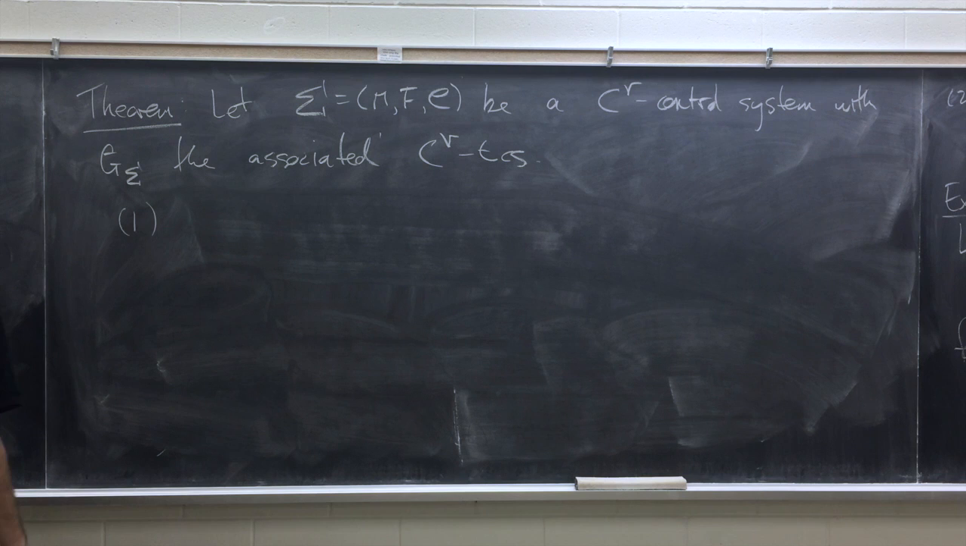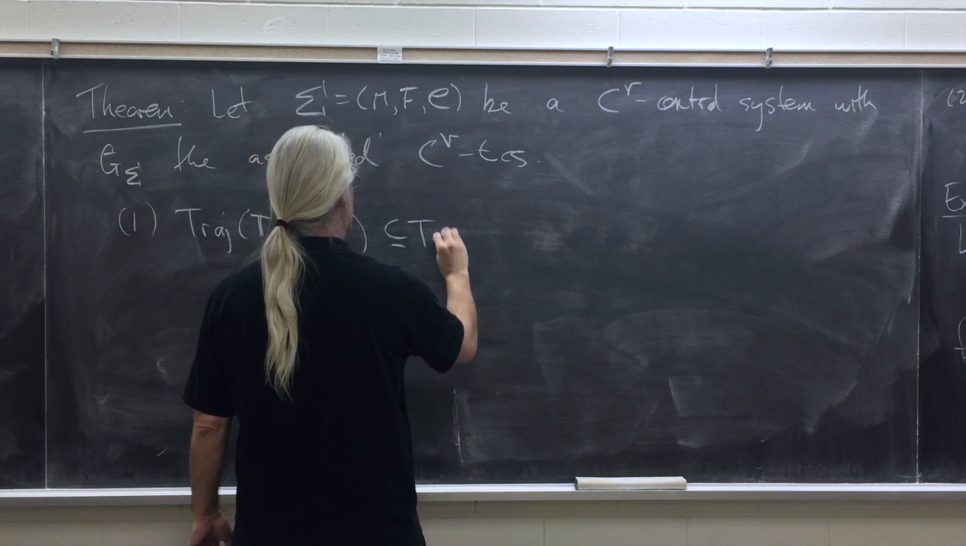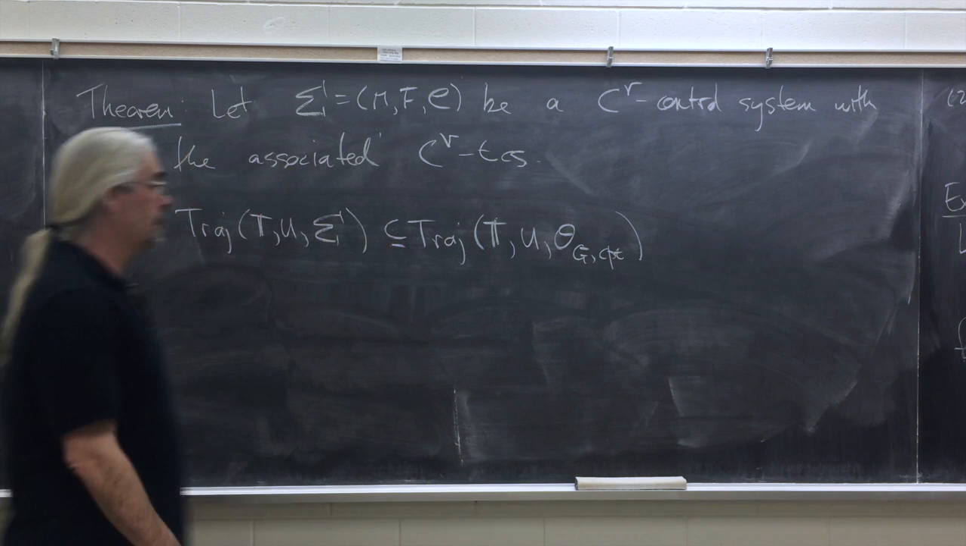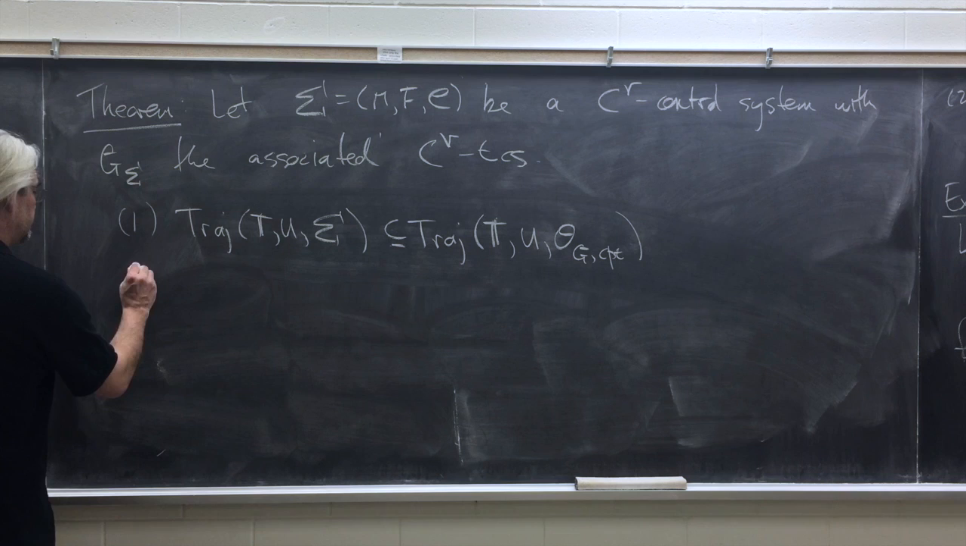First thing is the trajectories for the control system are always trajectories for this guy with the compact valued controls. And that sort of follows from things we've already said about F mu being one of these compact, locally essentially bounded vector fields in the relatively compact topology. Now, going the other way becomes difficult.